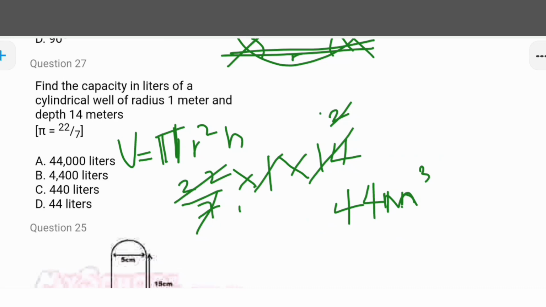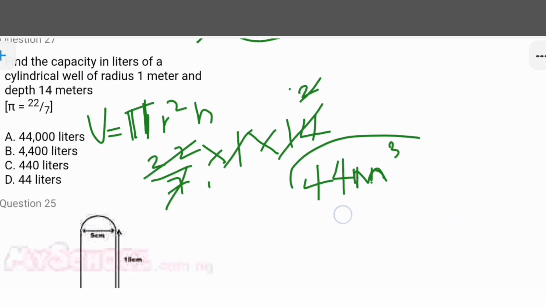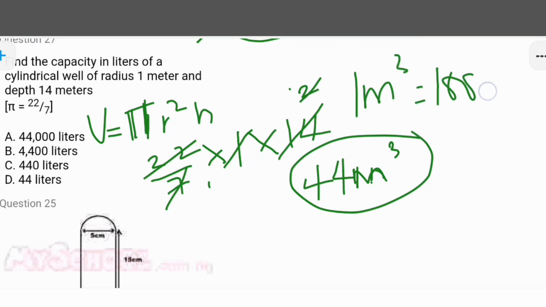So the next step is just to convert this answer to liters, because you have to put the answer in liters, as you can see here. Find the capacity in liters. So the next step, just multiply this answer by 1000 and you get your final answer, because 1 meter cube is equal to 1000 liters. So what will be 44 meter cube? Just multiply this answer by 1000. So the final answer will be 44,000 liters, which is option A.